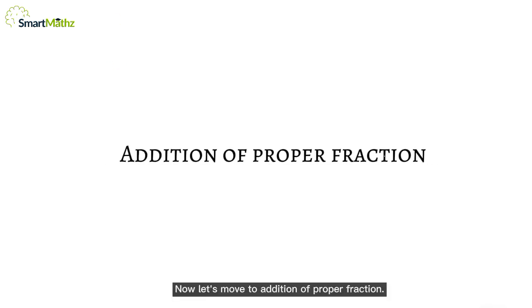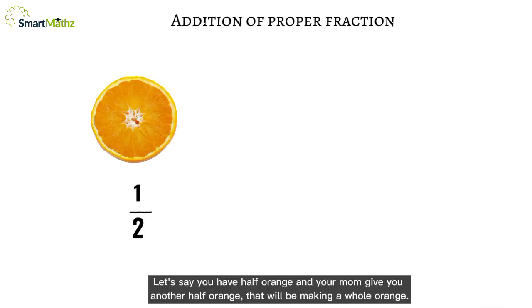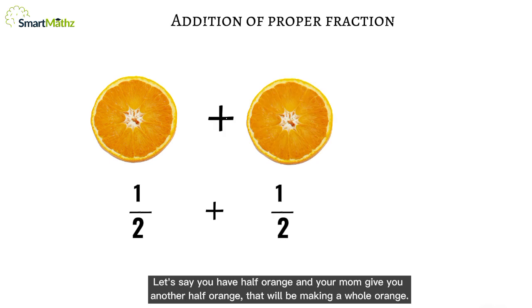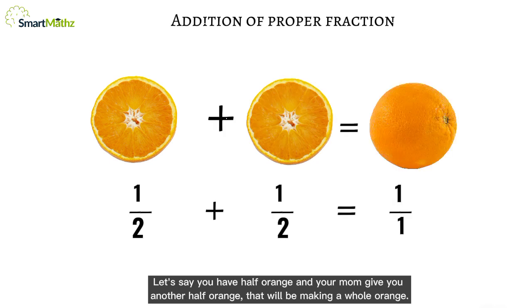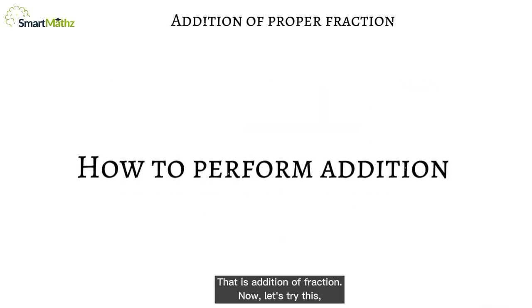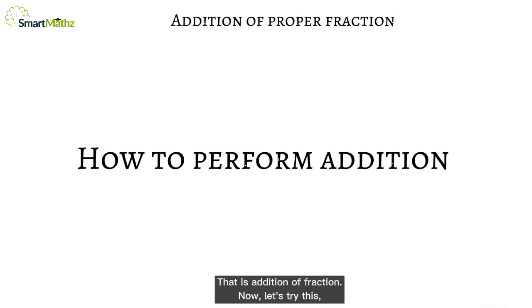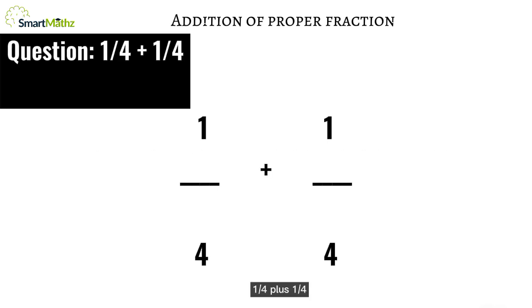Now, let's move to addition of proper fractions. Let's say you have half an orange, and your mom gives you another half orange. That will make a whole orange. That is addition of fractions. Now, let's try this: a quarter plus a quarter.